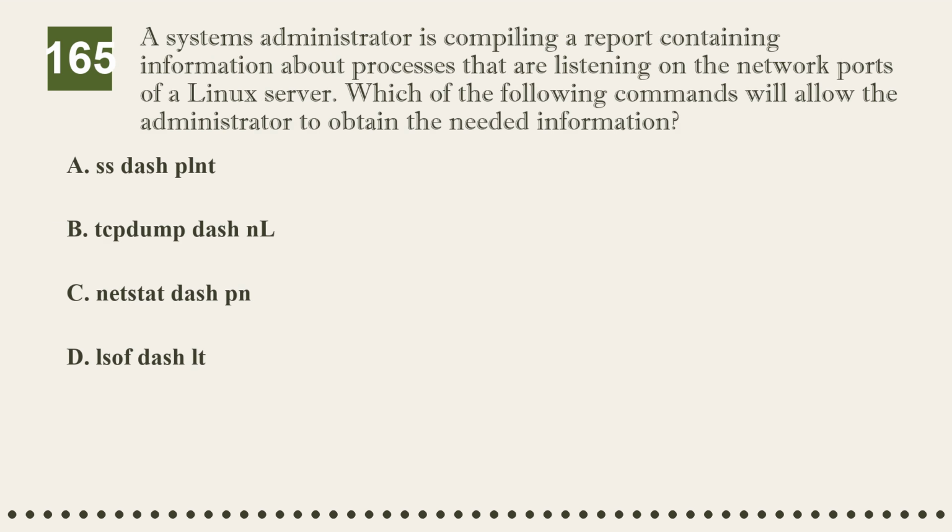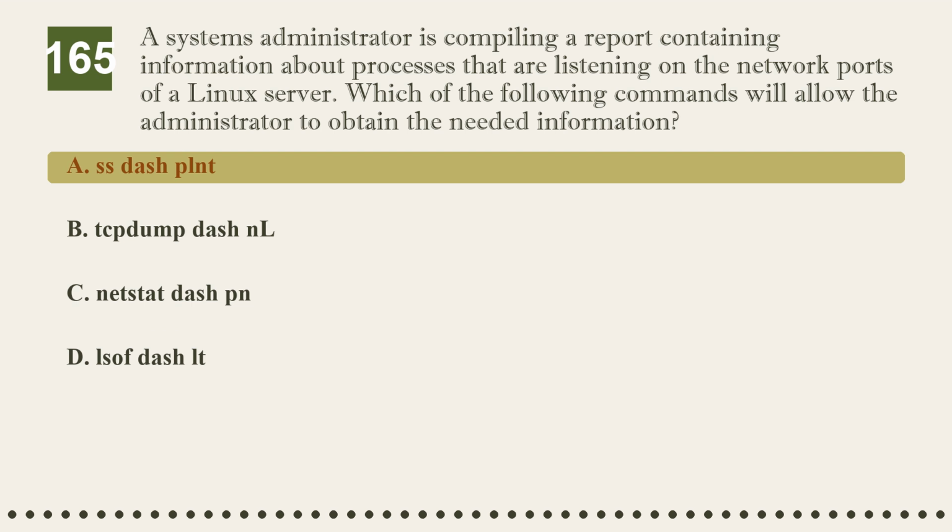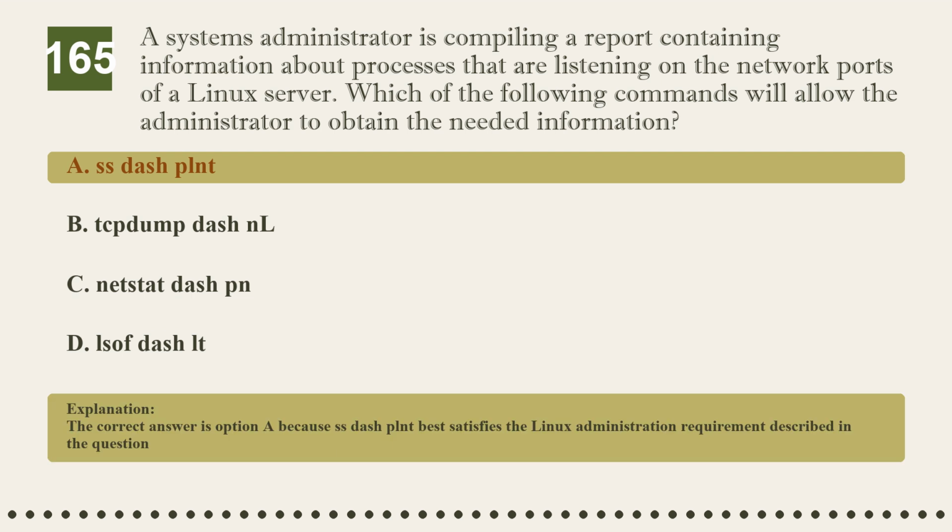Question 165. A systems administrator is compiling a report containing information about processes that are listening on the network ports of a Linux server. Which of the following commands will allow the administrator to obtain the needed information? Option A, ss -plnt. Option B, dump -nl. Option C, netstat -pn. Option D, soft -lt. The correct answer is option A, ss -plnt, because ss -plnt best satisfies the Linux administration requirement described in the question.